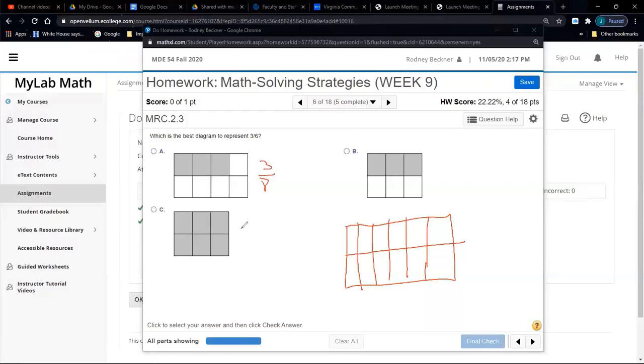This, there's 6 shaded out of 6 combined, so that's 6 over 6, which would reduce to 1. Whereas this, we've got 3 shaded, that's the part, out of the whole 1, 2, 3, 4, 5, 6.